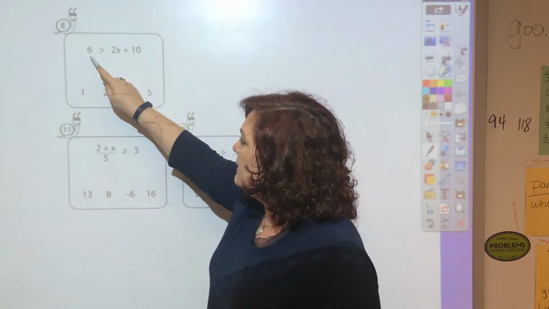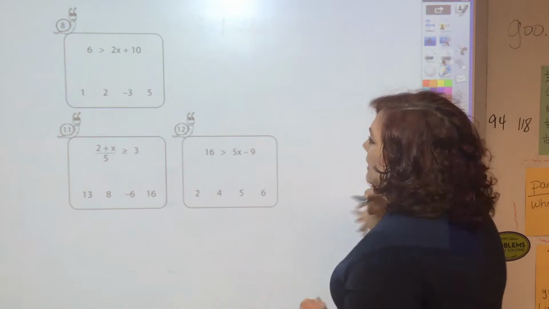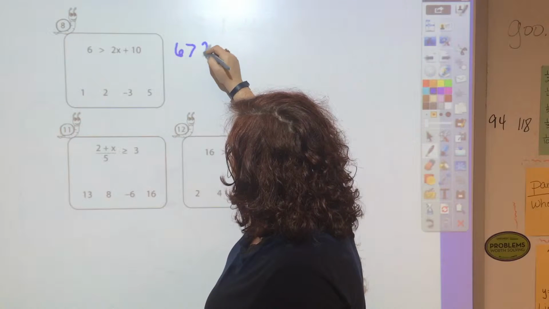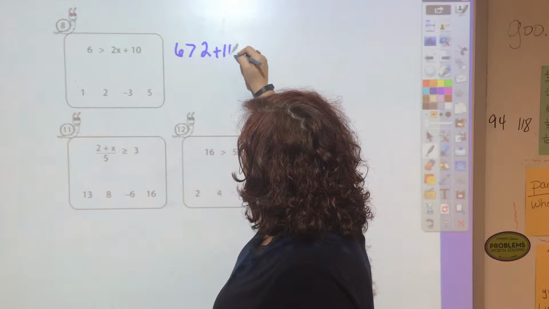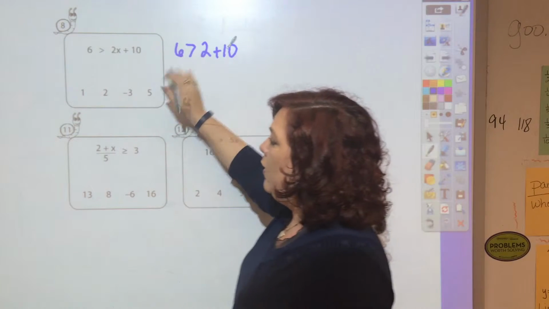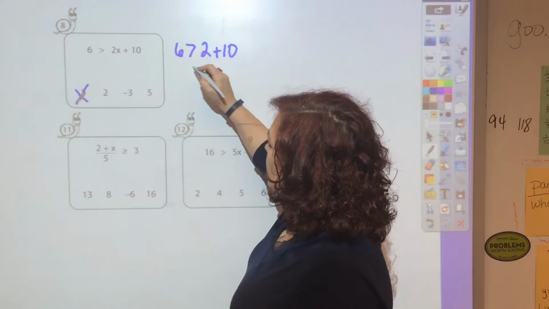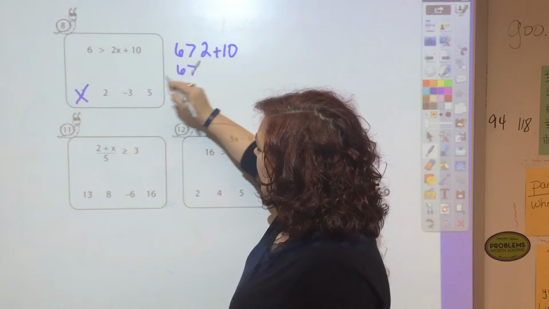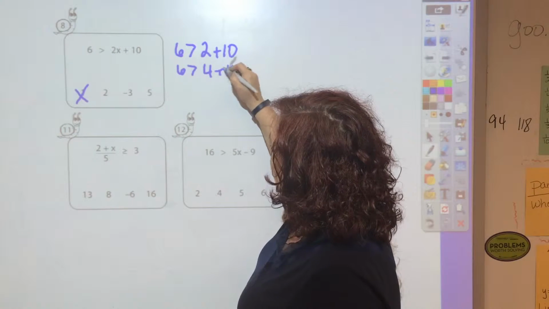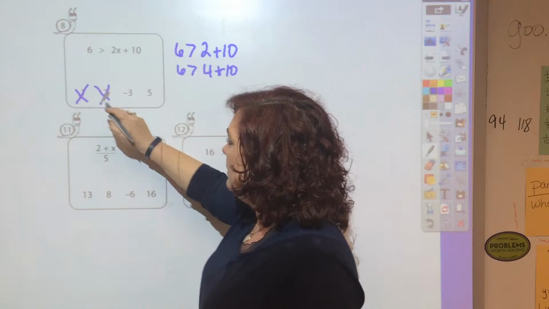If you have 6 is greater than 2x plus 10. So let's take 1. So 6 is greater than 2 times 1, which is 2, plus 10. So this is 12. 6 is not bigger than 12, so 1 is not a solution. So then 6 is greater than 2 times 2 is 4, plus 10. That's 14. 14 is not less than 6, so 2 cannot be a solution.